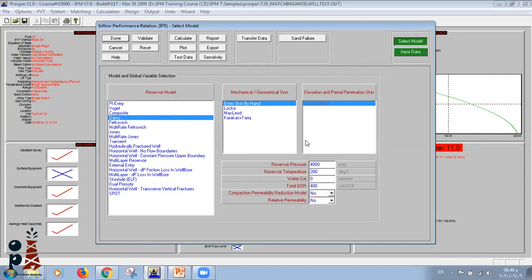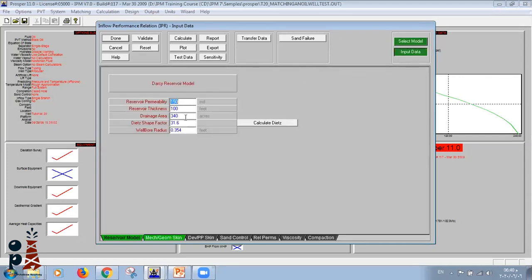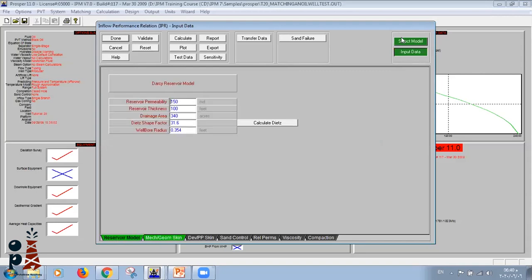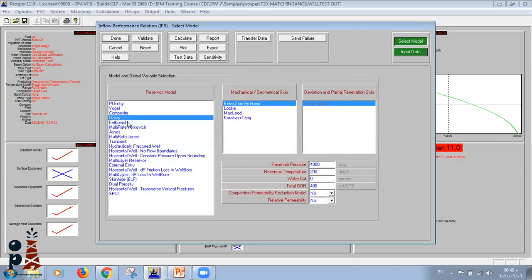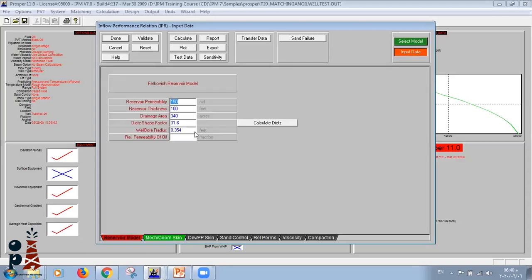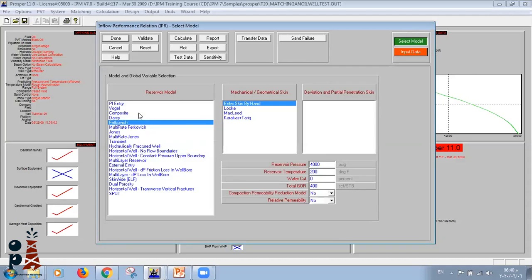Darcy, for example, will require the reservoir mobility, thickness, and all this stuff, and the skin you are entering by hand. However, if you are using a different model, like Vogel, for example, you will find that you will need the relative permeability of the oil. I'm going quickly through this because it's not our intention now, but I try only to give you some flavor of everything.